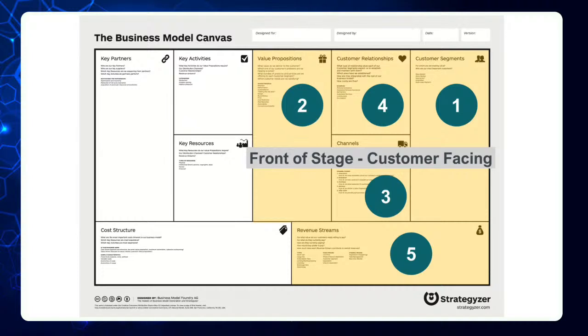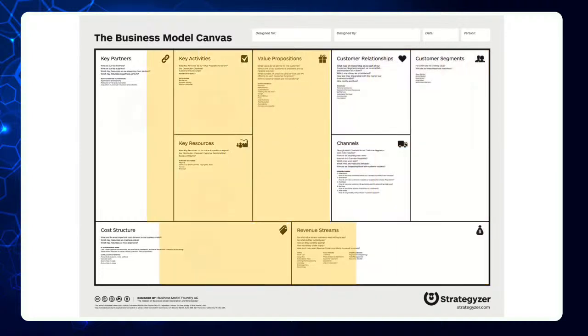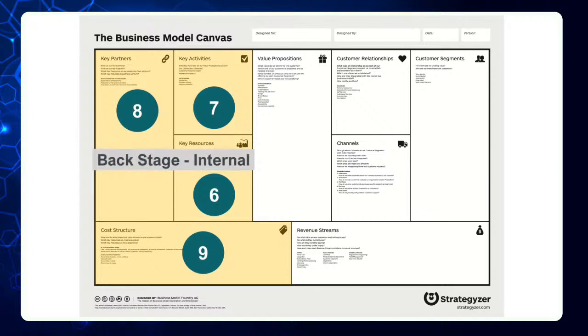Number 4 is what kind of relationship are you intending to have with them afterwards? Is it personal service? Is it entirely automated, or some kind of hybrid? And number 5, of course, is what are they going to give you back that's going to make all of your efforts worthwhile? On the left-hand side, we can think about how we create this value with what you have and what you do.